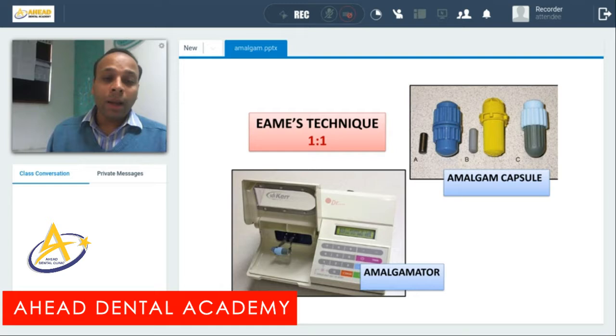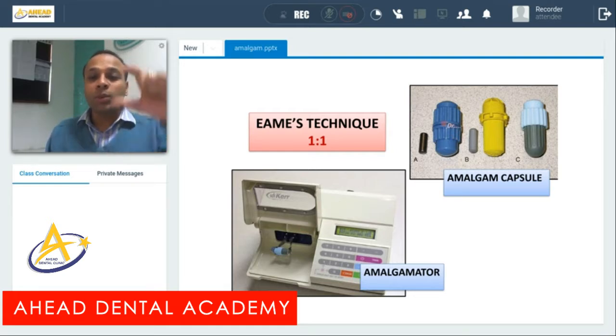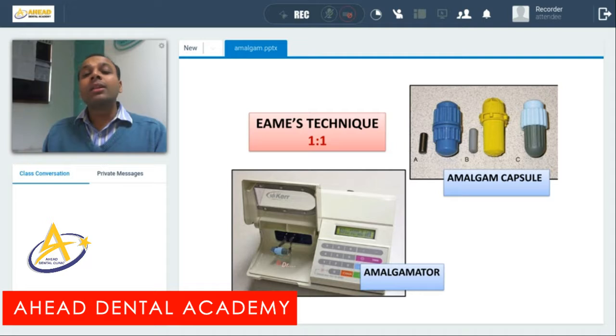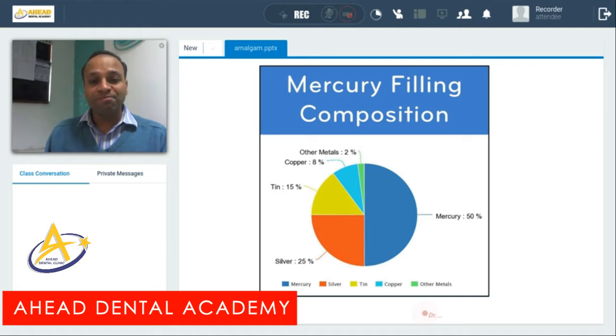Before putting it in the amalgamator, we press the capsule, which results in the rupture of the diaphragm, and we immediately put it in the amalgamator and start it for 20 to 30 seconds. This results in more homogeneous and proper mixing, and minimal mercury in the mass, which is why it is also known as the minimal mercury technique, also known as the Eames technique, resulting in a 1:1 ratio of mercury and alloy.